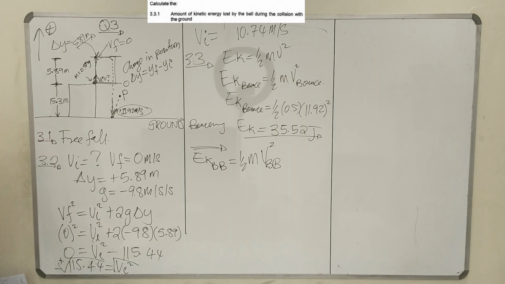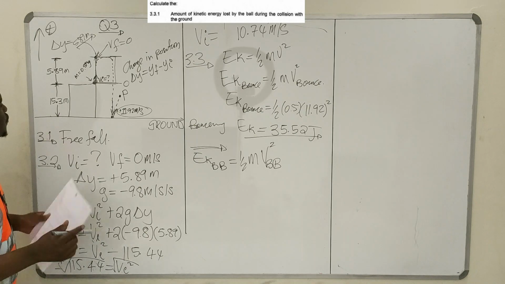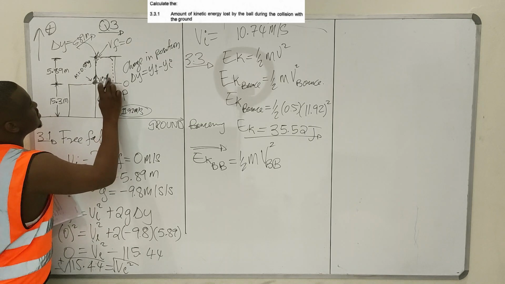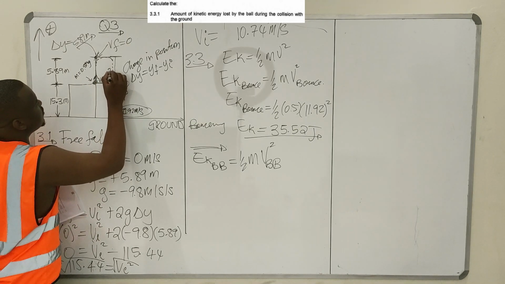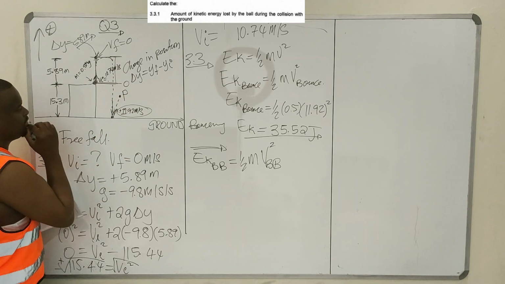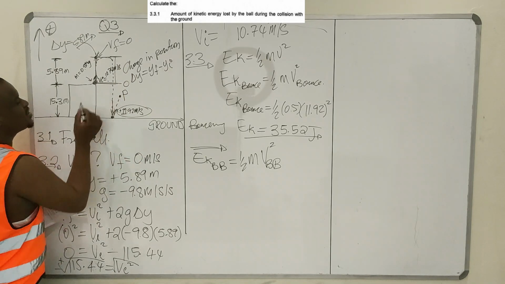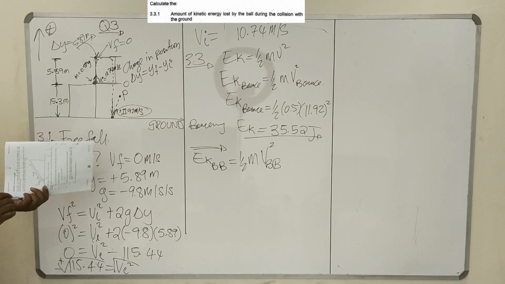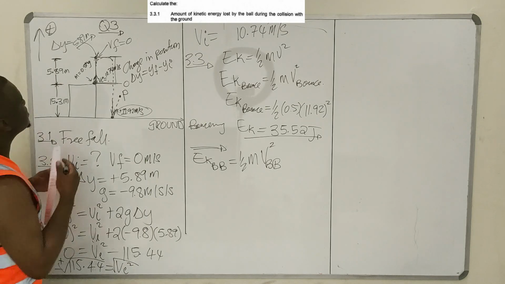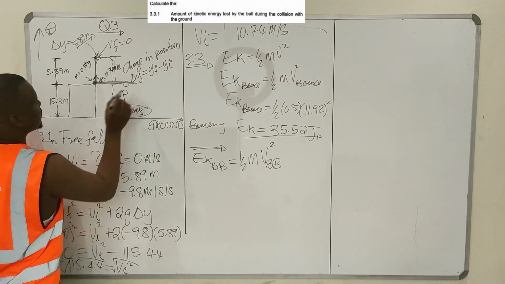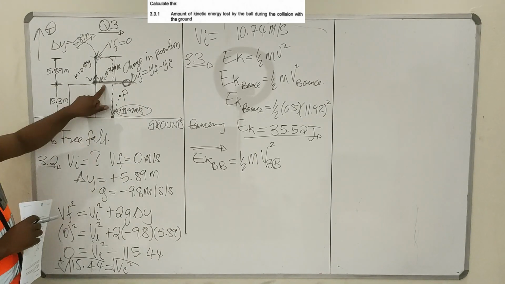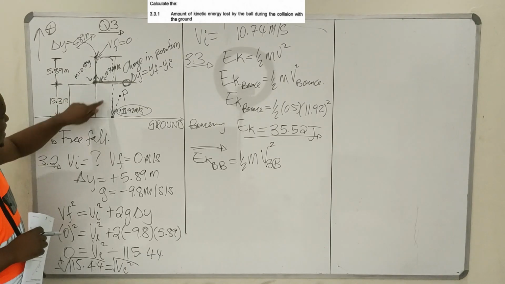We say, okay, what we know is the initial velocity of the ball, because we discovered that the initial velocity of the ball was 10.74 meters per second. We want the final velocity of the ball, and we know the displacement. The displacement is the change in position. So the ball started here, and this point is a zero reference. So this is where the ball started, and then it ended up there.